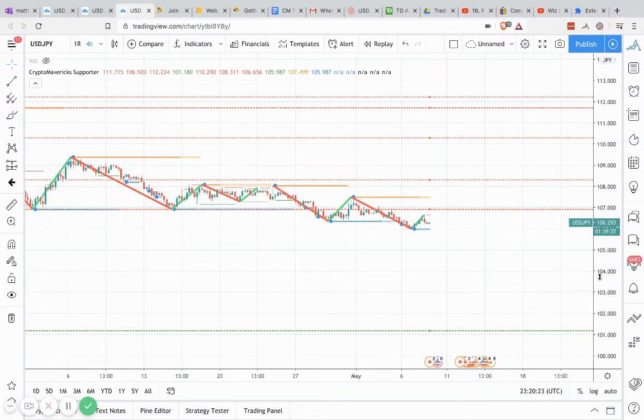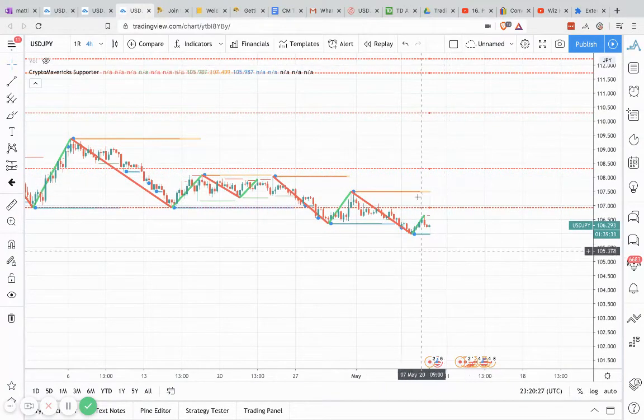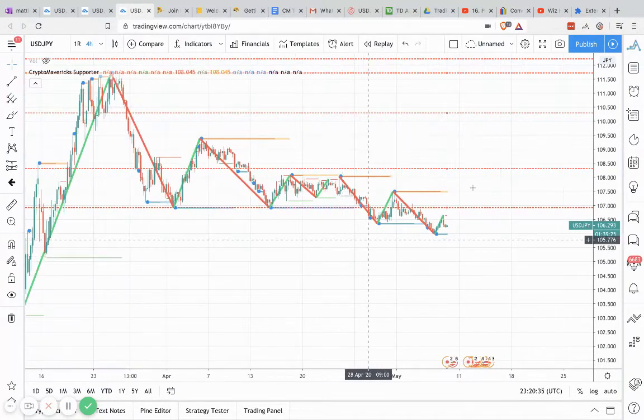So even if I'm just looking at this and I'm going, okay, here's what I see. I see lower lows, lower highs. And so maybe I want to be cautious entering into a long position against the trend, or counter trend. Just something to be aware of.